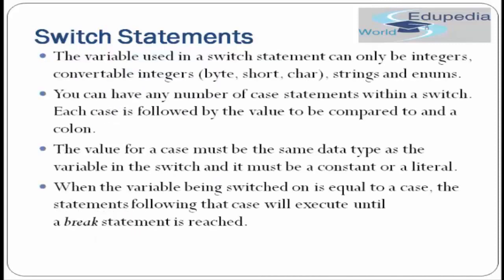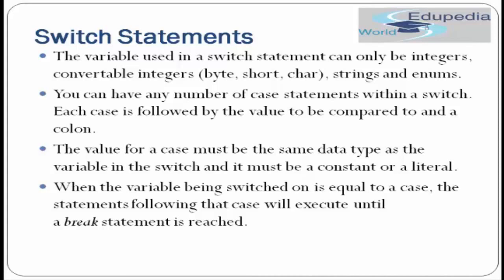Okay, so the variable used in a switch statement can only be integer, convertible integer, string, and enum. So yeah, this is a restriction on a switch case. Like in an if case, you can include anything. It could be a string or anything else. But in case of a switch case, it needs to be only an integer or a convertible integer, that is byte, char, short, string, and enum. So it cannot include object types. It cannot include floating point. I won't say it's a problem, but it's a restriction on a switch case.